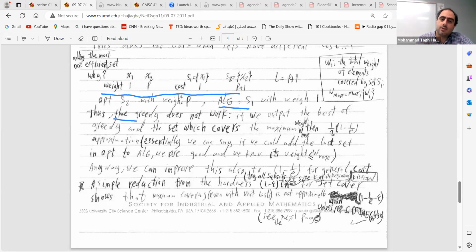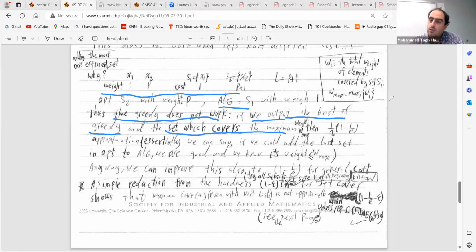So here, the greedy algorithm does not work. However, you can change the algorithm slightly. We output the best of the greedy algorithm. And another thing, that's a typical thing that actually works sometimes. You don't consider one lower bound as your lower bound, you consider another lower bound. What is another lower bound? You will consider the max of these two solutions, the greedy and the set which covers the maximum weight.